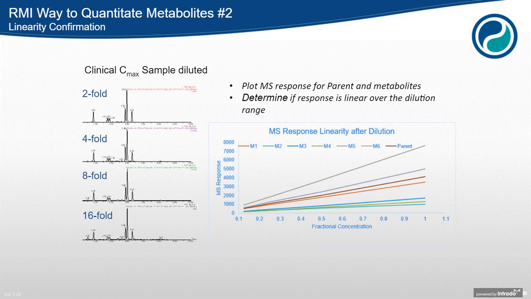So we aren't really concerned about the slope of the curve. We're concerned that the curve is linear. If the curve is linear, what you've demonstrated is there is no matrix interfering with the ionization of the metabolites of interest across this dilution range. The advantage of using the Cmax sample and diluting that is that it will cover a nice range that's appropriate for the experiment we're conducting in an AUC pooled sample.